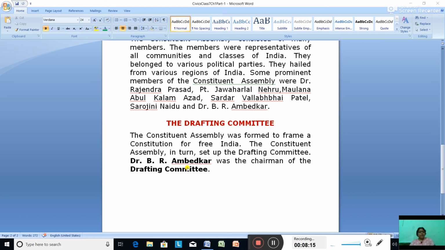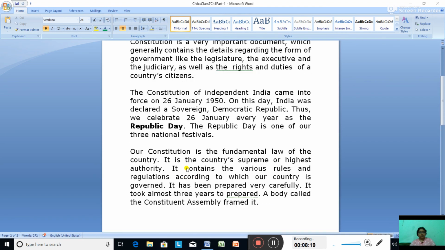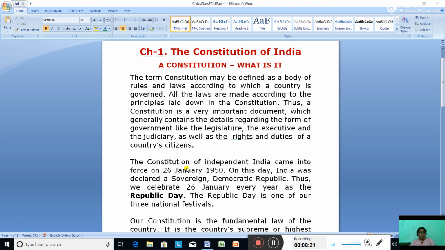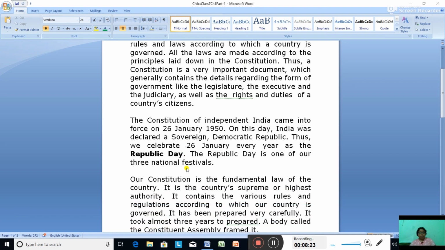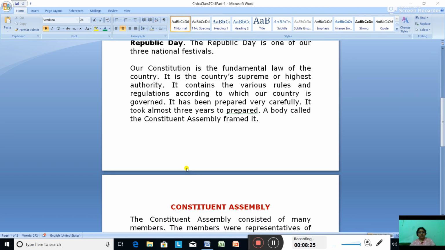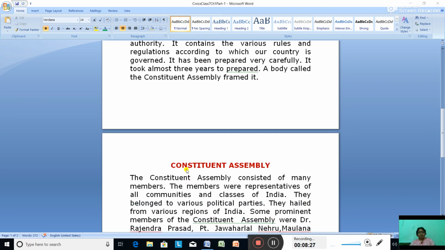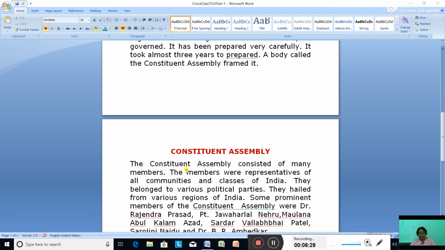So in today's class, I explained to you the meaning of constitution. Then I explained the Constituent Assembly. I also explained the drafting committee, and the last topic which we completed is the adoption of our constitution. So please learn these topics.